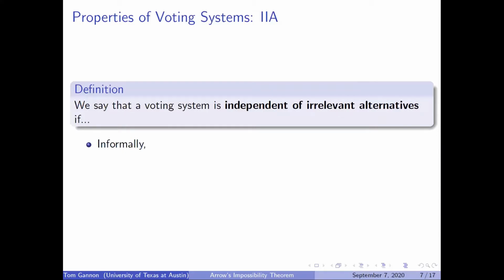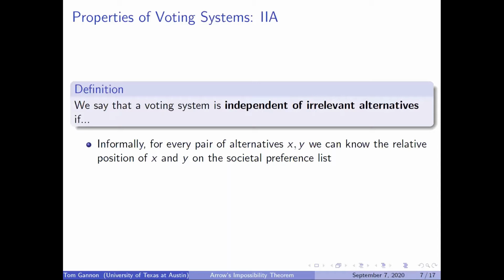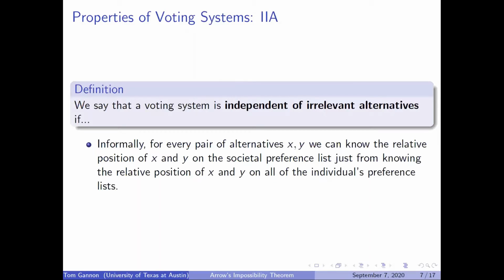And then as an exercise, if you're really interested in this, I defined a voting system as just a certain kind of function. You could define it using set theory as an exercise, and then define independence of irrelevant alternatives as an exercise. But again, you don't need the fancy set theory language to describe what's going on here. So here's the informal definition. If for every pair of alternatives X and Y, so for example, in our Florida election above there would be 3 pairs of alternatives, 3 choose 2: Bush-Gore, Bush-Nader, and Nader-Gore. For every pair of alternatives, we can know whether the first preference was larger than, equal to, or less than the second preference, i.e. the relative position of X and Y on the societal preference list. We can know that just from knowing the relative position on all of the individuals' preference lists.